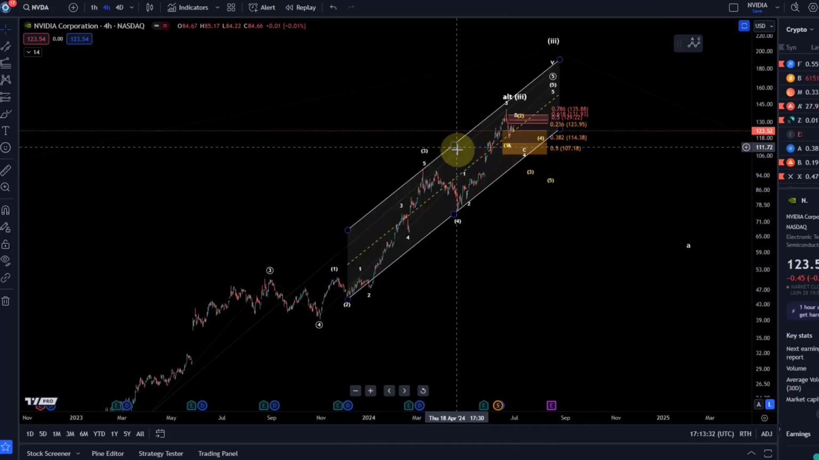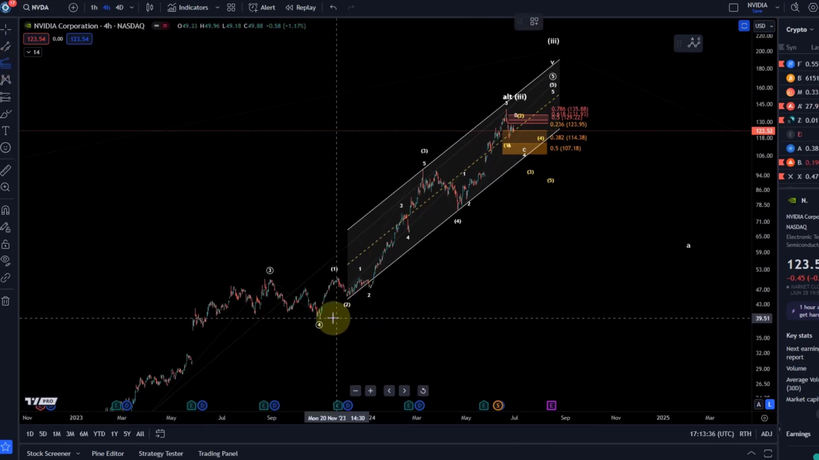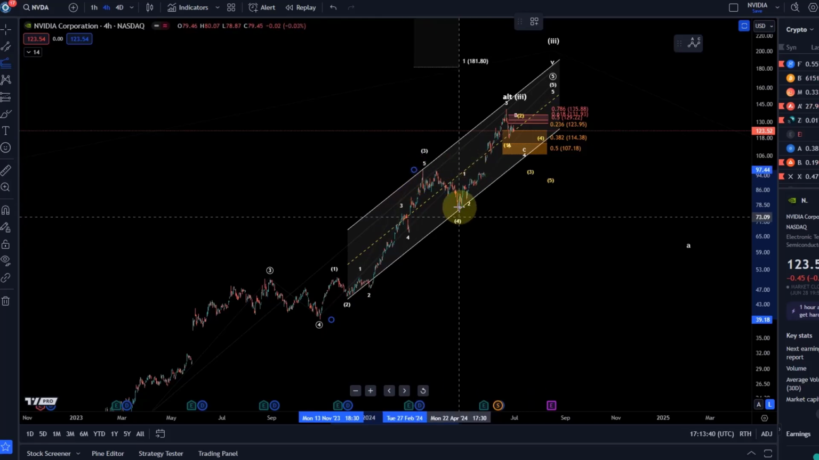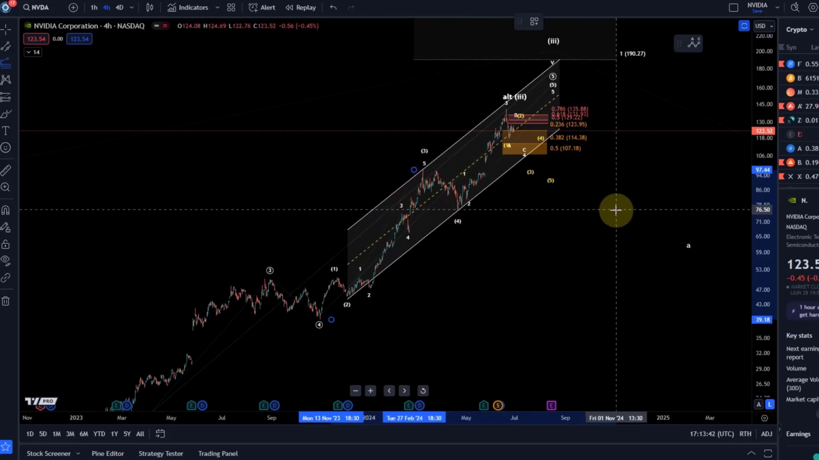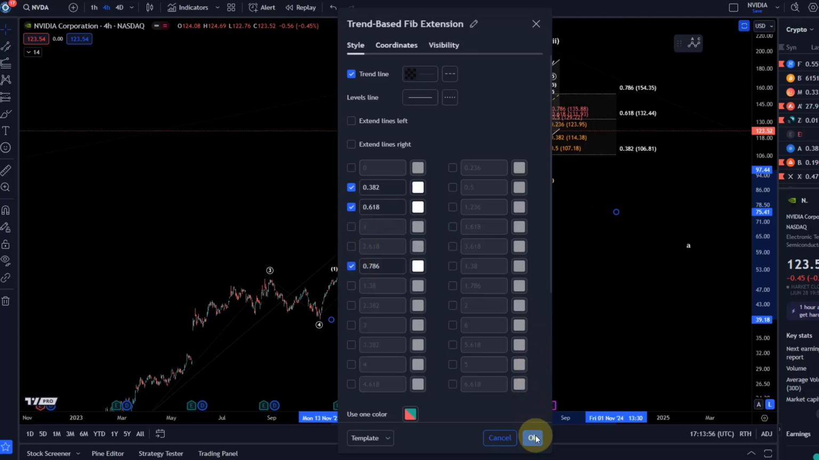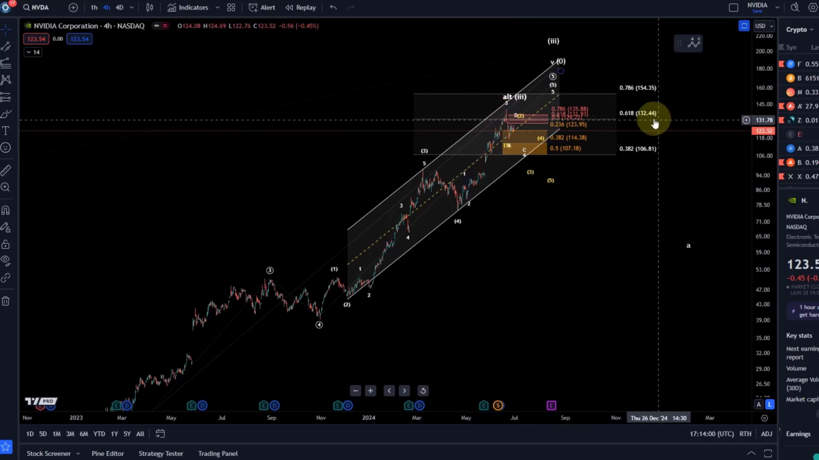But then it can make sense to take a look at the other alternative calculation method, where we take the length of waves 1 and 3 together, and then we go to the low of wave 4. And it's typically the 61.8 extension that's relevant. Sometimes the 38.2, but that's probably too low in this case. 38.2, 61.8, and if it's extended, the 78.6. So you can see it reacted to the 61.8 extension at $132.